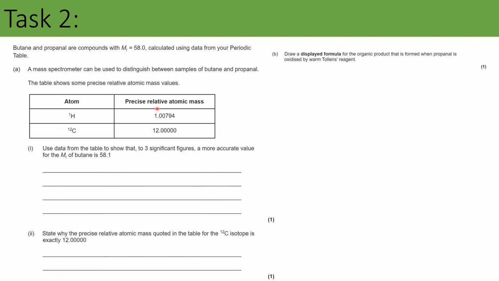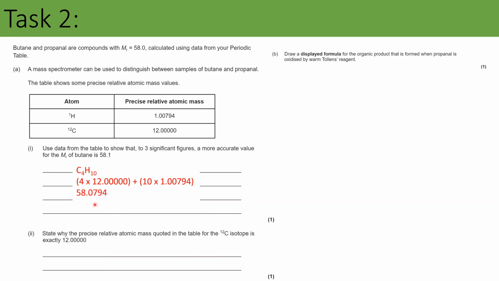Okay, let's go through the answers then. So, we've got to show that to 3 significant figures, a more accurate value for the MR of butane is 58.1. Well, in order to show that, I'm going to need to first write a molecular formula for butane. So there it is, C4H10 is butane, showed you that previously. Okay, that is actually needed for the mark in this one. All right, next up, so I'm going to do 4 times the carbon at that 12 value. You did need to use all of the numbers they gave you there, okay? And 10 of the hydrogen at that 1 value there.